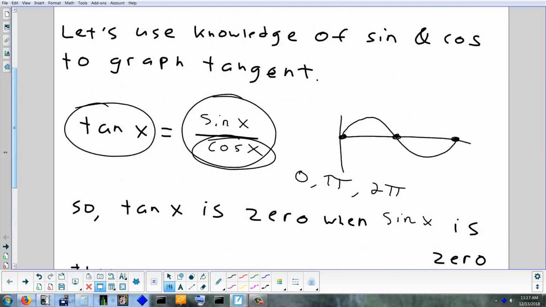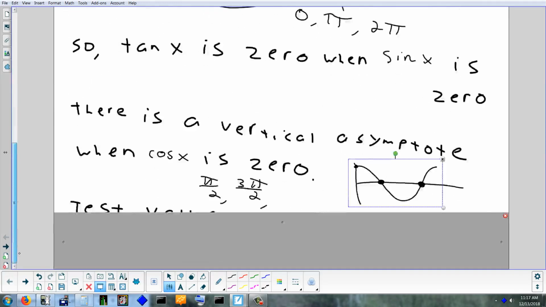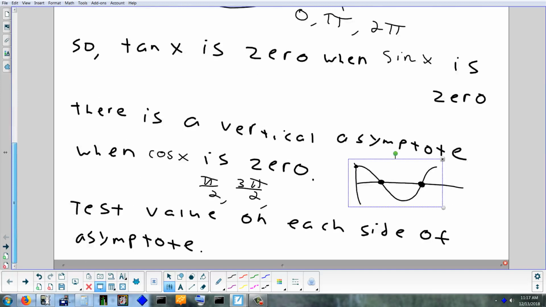Since we're getting zeros at regular intervals, and we're getting vertical asymptotes at regular intervals, that makes the graph of tangent very predictable. There's going to be a pattern to it, and it's going to look the same over and over. So what we'll do is test some values on each side of these asymptotes and see what we're near. Usually one side is going to be very high, the other side very low.